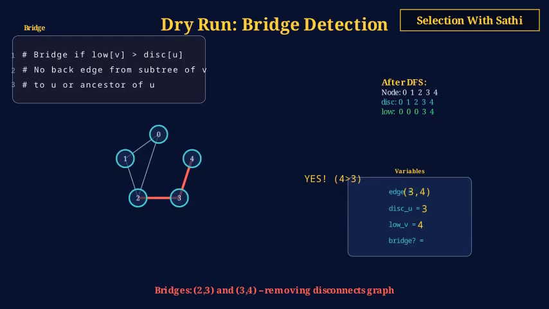Check edge 0 to 1. Low of 1 is 0. Disk of 0 is 0. 0 is not greater than 0. Not a bridge. The only bridge is edge 1 to 3, the single connection between the two triangles.